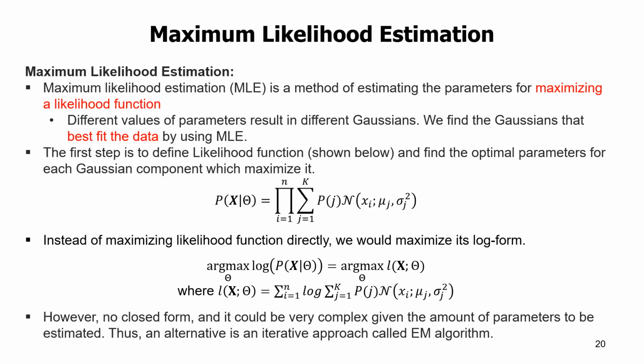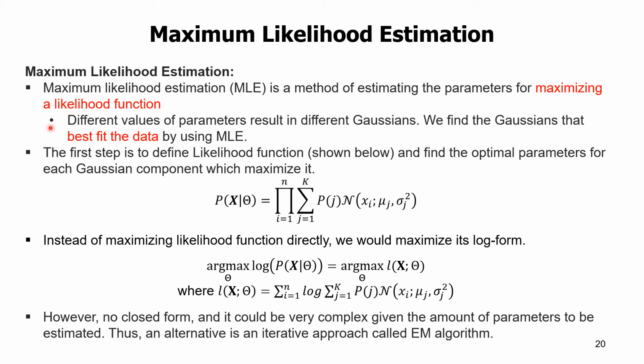The EM algorithm uses maximum likelihood estimation (MLE) method to estimate the optimal values of parameters. So this slide is a very short introduction of MLE method. MLE is a method of estimating the parameters by maximizing a likelihood function. So you define the likelihood function first, and then you want to maximize it. Then by using MLE, you can estimate the optimal parameters which maximize the likelihood function.